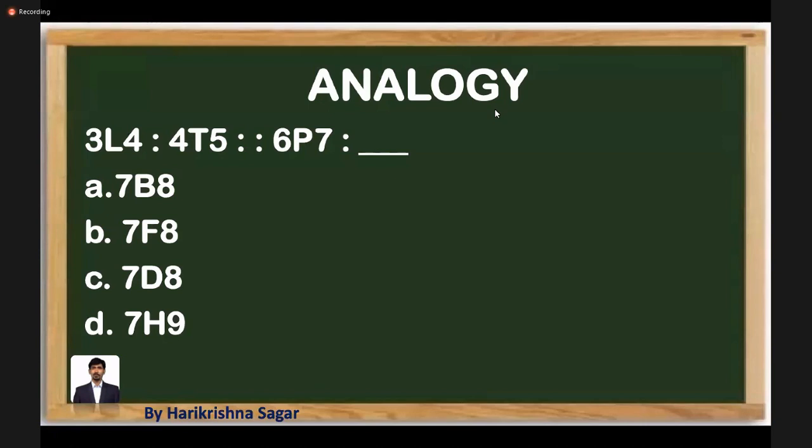So look at the first question which is available on the screen. L3, L4, 4T5, 3L4, 4T5. Then 6P7 will be what?